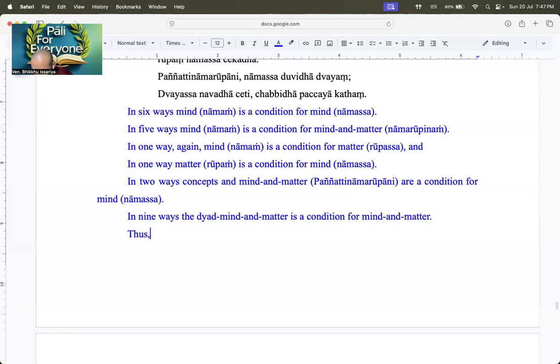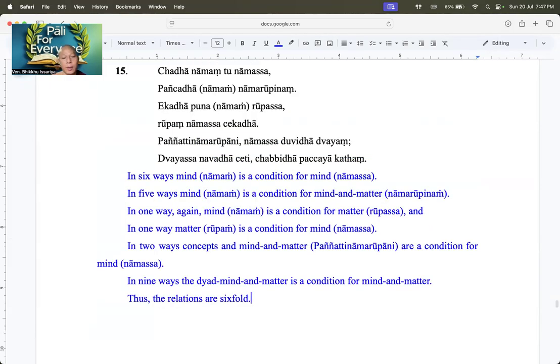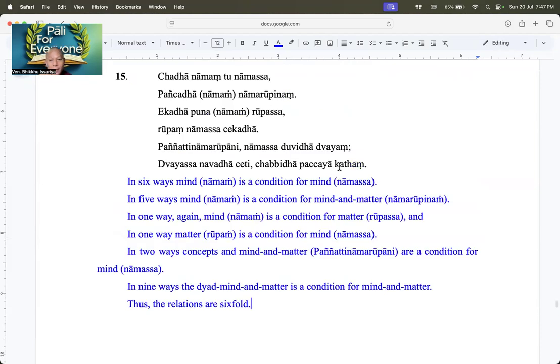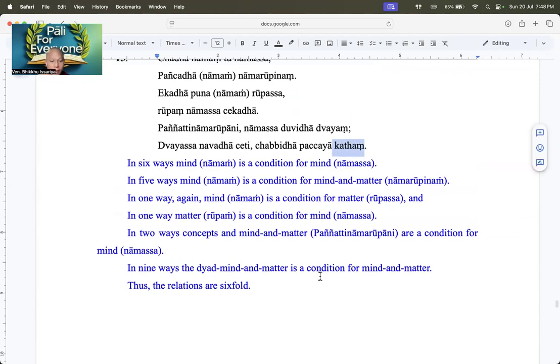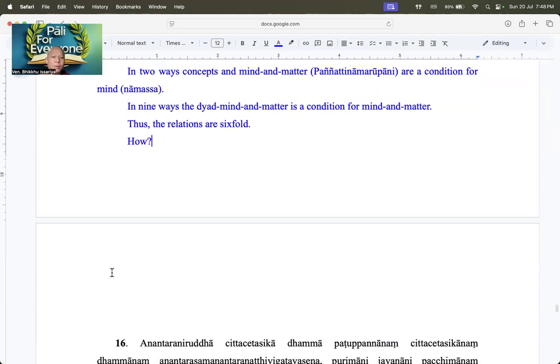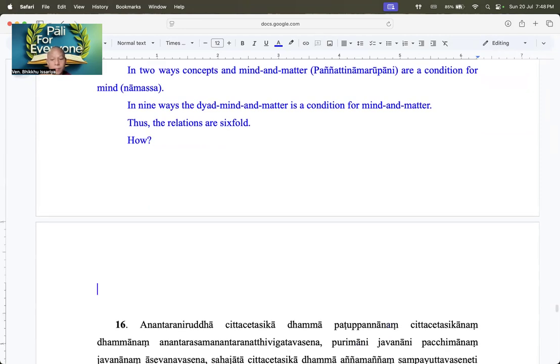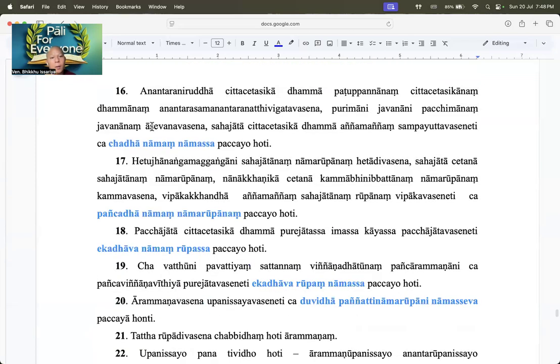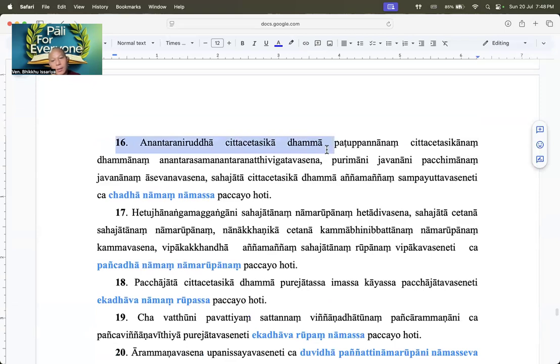That the relations are sixfold. Sixfold in this way. Okay. So and then here, katan. Katan means how. Actually, this katan is connected with the next part in meaning. So that is why, how it is in this way. Okay, so now here the detailed explanation: Anantara Nirodha Jeda Chetasika Dhamma Paṭṭhānanayo. All right.